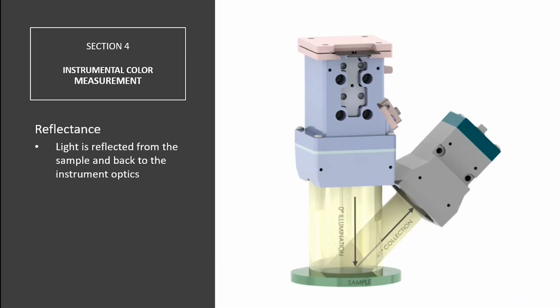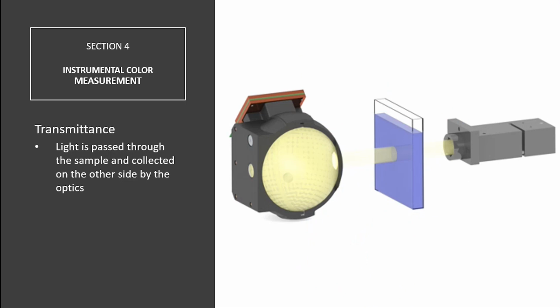Now, this is a picture of a reflectance optical system. So this is showing a light source illuminating a sample at 0 degrees, and our sensor or optic pickup is viewing that light at 45 degrees. Very common, 45/0 and 0/45 are two of the most common reflectance geometries for instruments. And this is a little closer up of transmittance, where again, light is being passed through and collected on the other side and analyzed. So reflectance and transmittance.